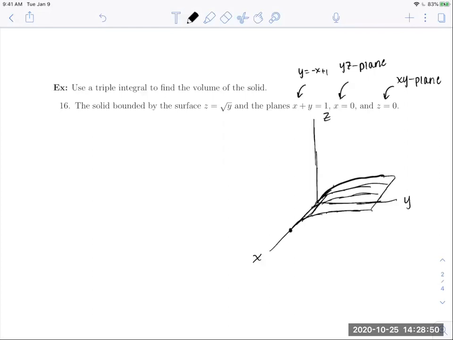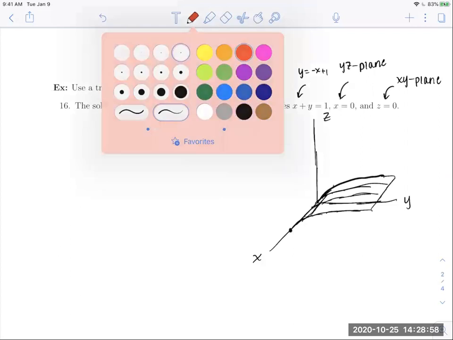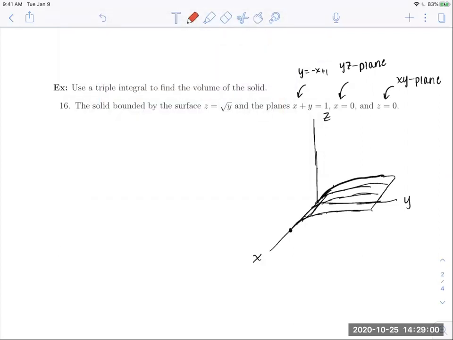Right, so it looks like this bent sheet of paper that's attached to the x-axis. Now in a different color here, I'm going to plot this plane y equals negative x plus 1. So on the y-axis, it has an intercept at 1. On the x-axis, it has an intercept at 1.